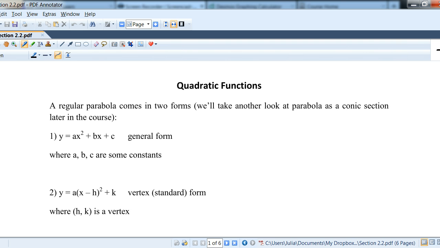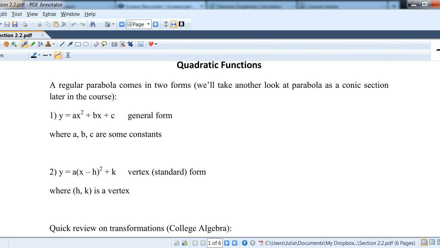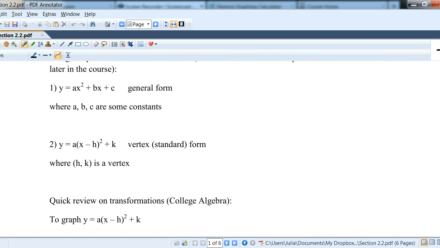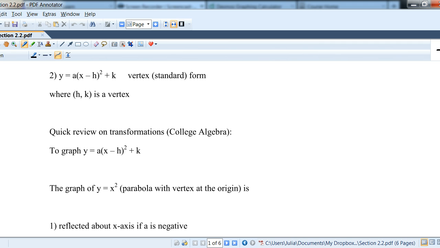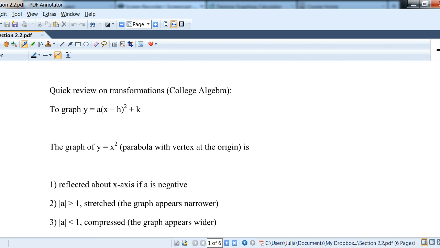Okay, so I'll do a very quick review of the first method using the transformations, which are also called shifts, which may be familiar to you, but I will let you read it from there. Basically, the idea is we're starting with y equals x squared, which is a basic parabola, where the vertex is at the origin, or the lowest point. Sometimes we call it the minimum. So if a is negative, then the graph is reflected about the x-axis, and if a is positive, then it's facing up, it's not reflected.